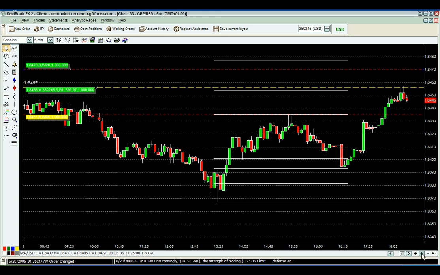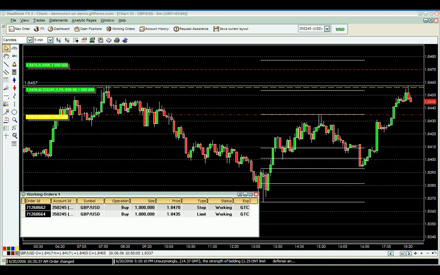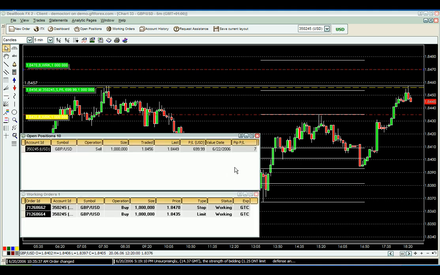Maybe we can expand this so it's a little easier for you all to see. Actually, no, because we want to bring in all the data so you can see the primary reference points. We're up 7 pips now, and we just want to see a spike down here.